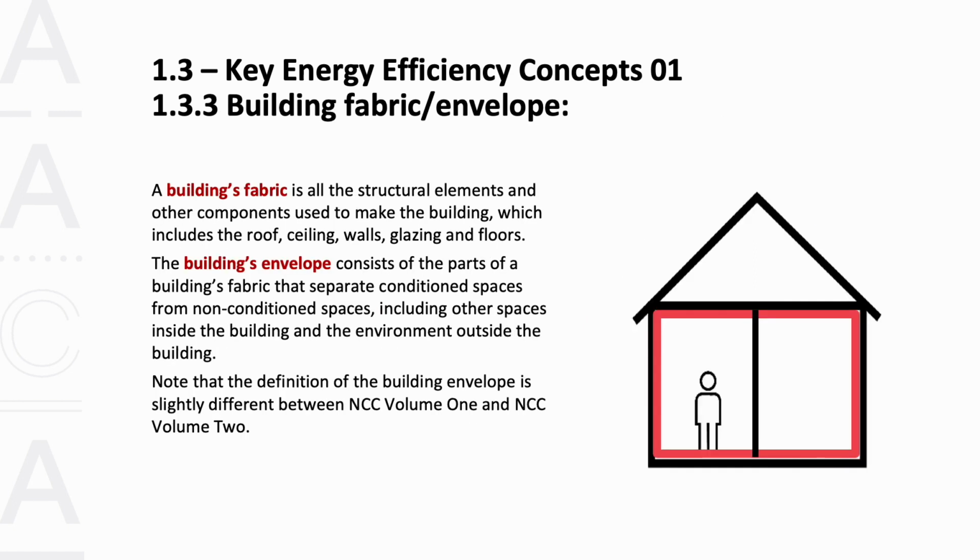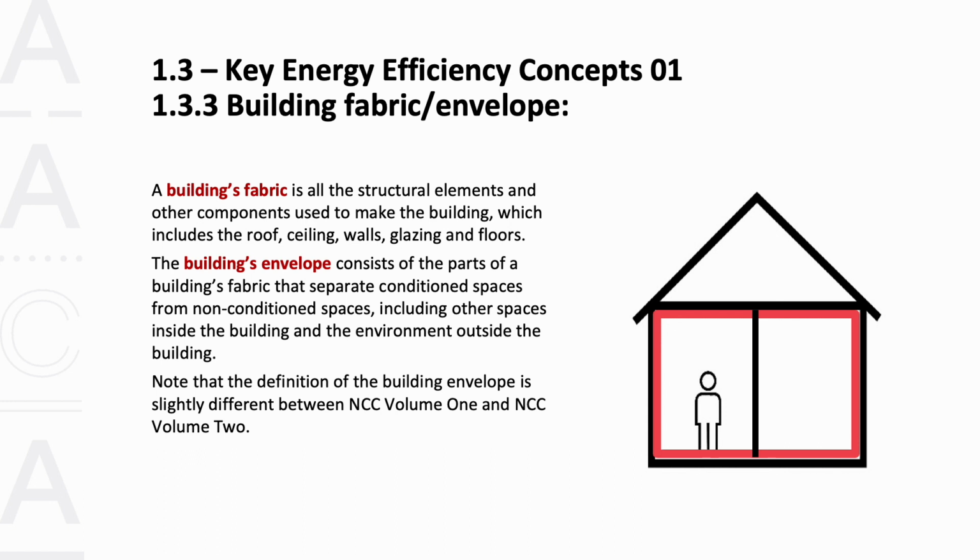Let's take a look at building fabric and envelope. The building envelope can be thought of as identifying the boundary between a conditioned space and a non-conditioned space. So while the building envelope is always formed from parts of the building fabric, some parts of the building fabric may not be part of the building envelope. So for example, internal walls which separate conditioned spaces, i.e. rooms, from each other. The materials used in the building fabric and the design, construction and integrity of the building envelope help to make the building more energy efficient.